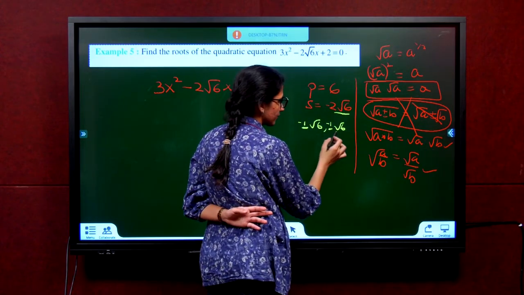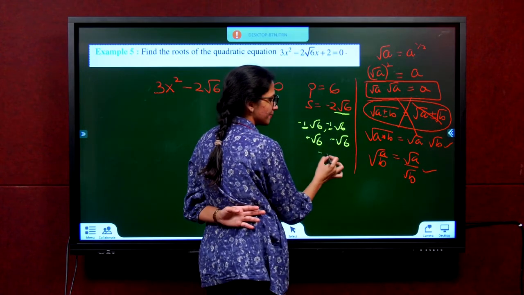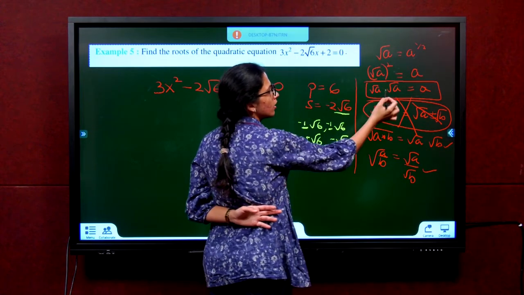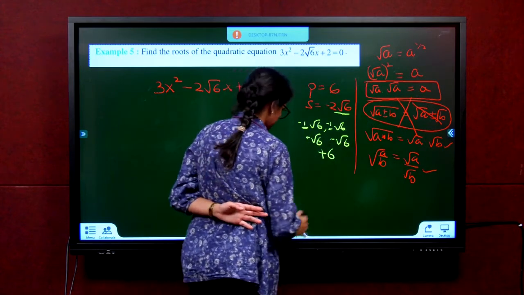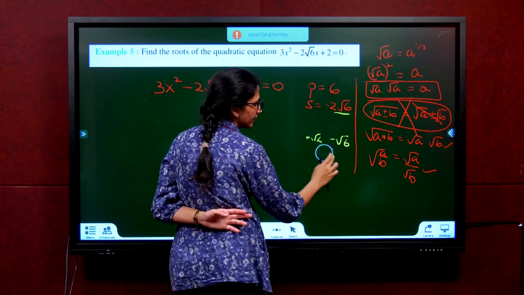Multiply these two numbers. This is nothing but minus root x. Minus into minus plus. Root x into root x, 6. How? Root a into root a. Root 6 into root 6, 6. So, I got to know that I have to just split it like this.